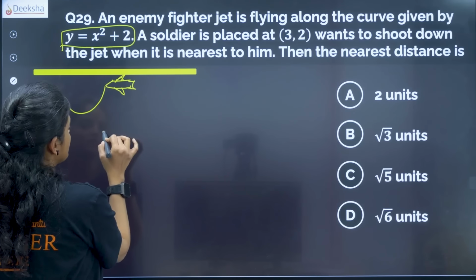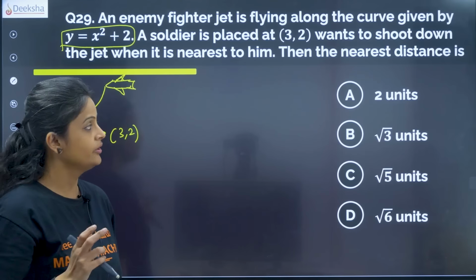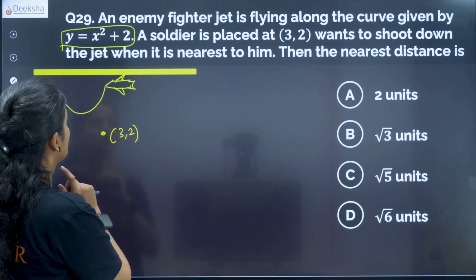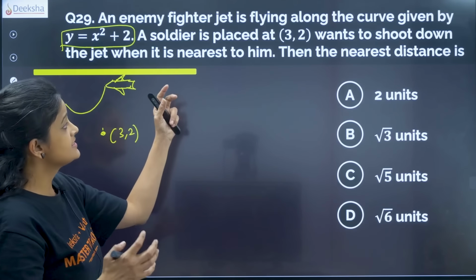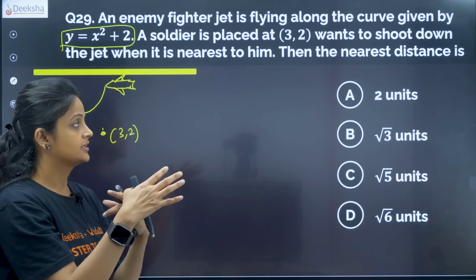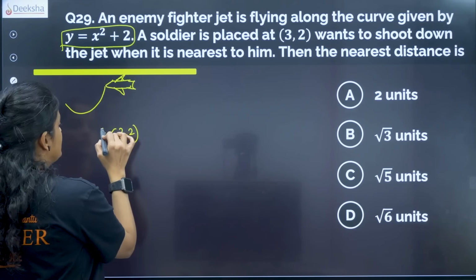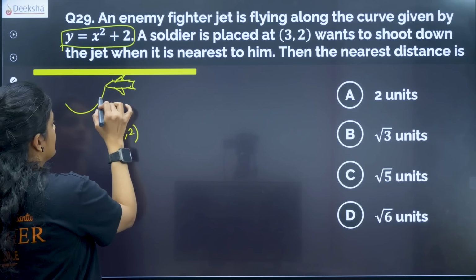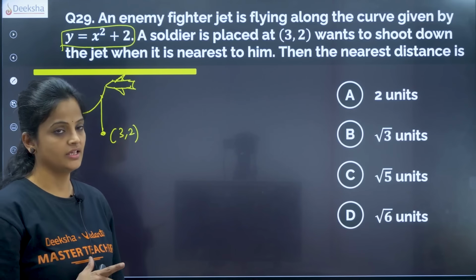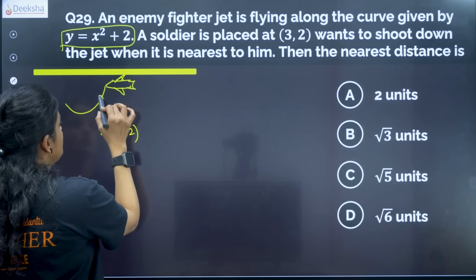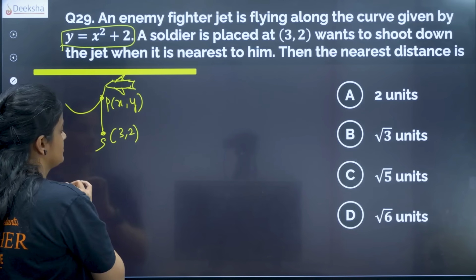So somewhere there is a point 3,2. So the soldier is placed at that point, wants to shoot down the jet. Okay, shoot down the jet when it is nearest to him, when it is very close, nearest to him. Then what is the nearest distance? So between this point and somewhere. Okay, we need to see what the nearest distance comes out to be. We take the unknown point, let it be x, y. This point, let it be s.